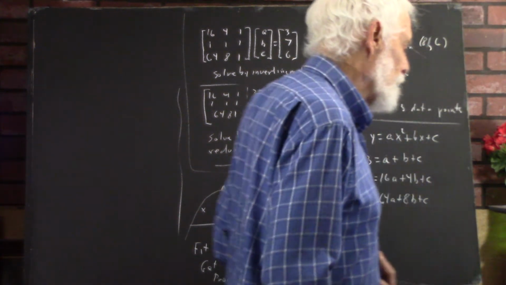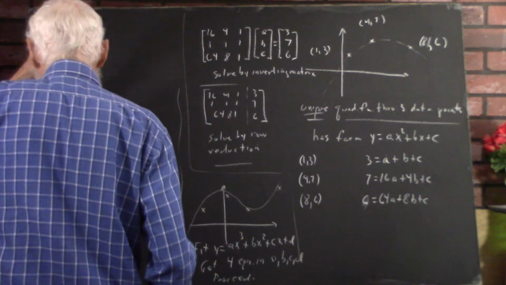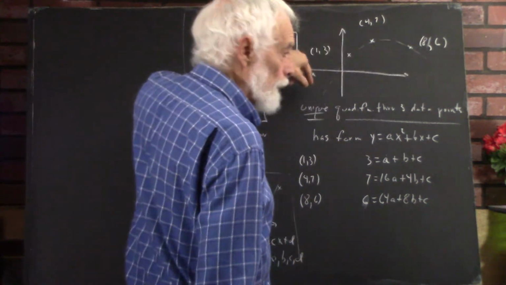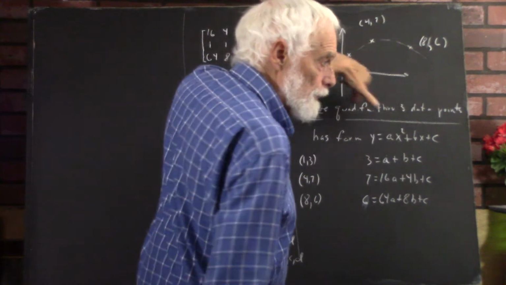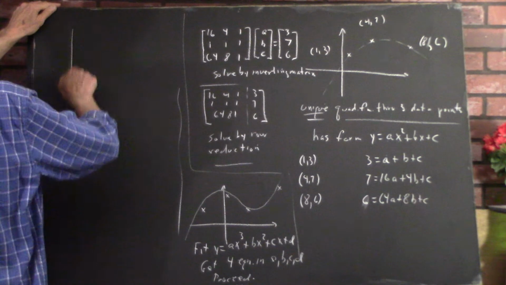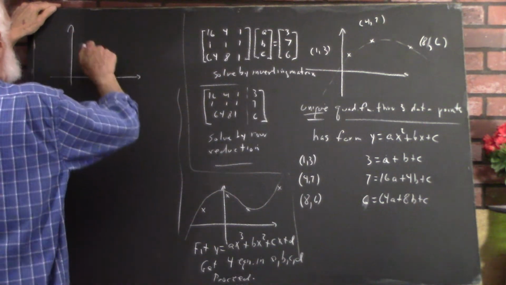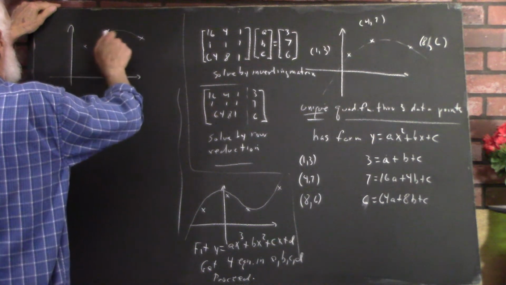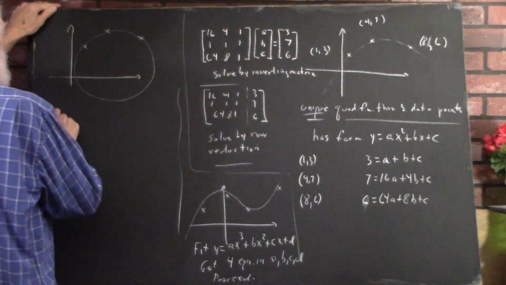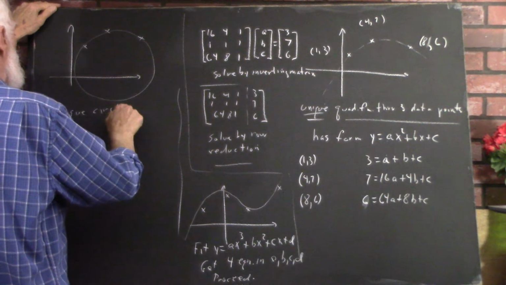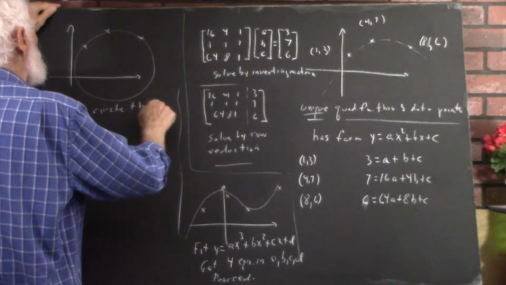Okay, we can do the same thing to the circle. If we got these 3 points, we can fit a parabola, but we can give it a little more curvature, and we can make it into a circle. So if we have 3 points, there is a unique circle through any 3 points.